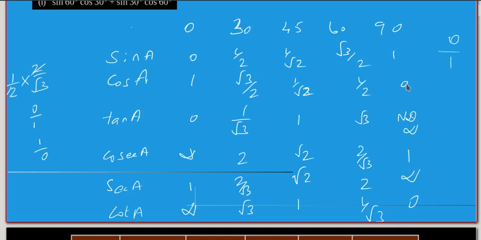So cot 90 is cos 90 divided by sin 90. So 0 divided by 1. Tan 90 is sin 90 divided by cos 90. Sin 90 divided by cos 90 means 1 divided by 0. That is not defined. Sin by cos means not defined. Cos by sin: cos 90 is 0, sin 90 is 1. So 0 by 1 is 0. So we have all the values.